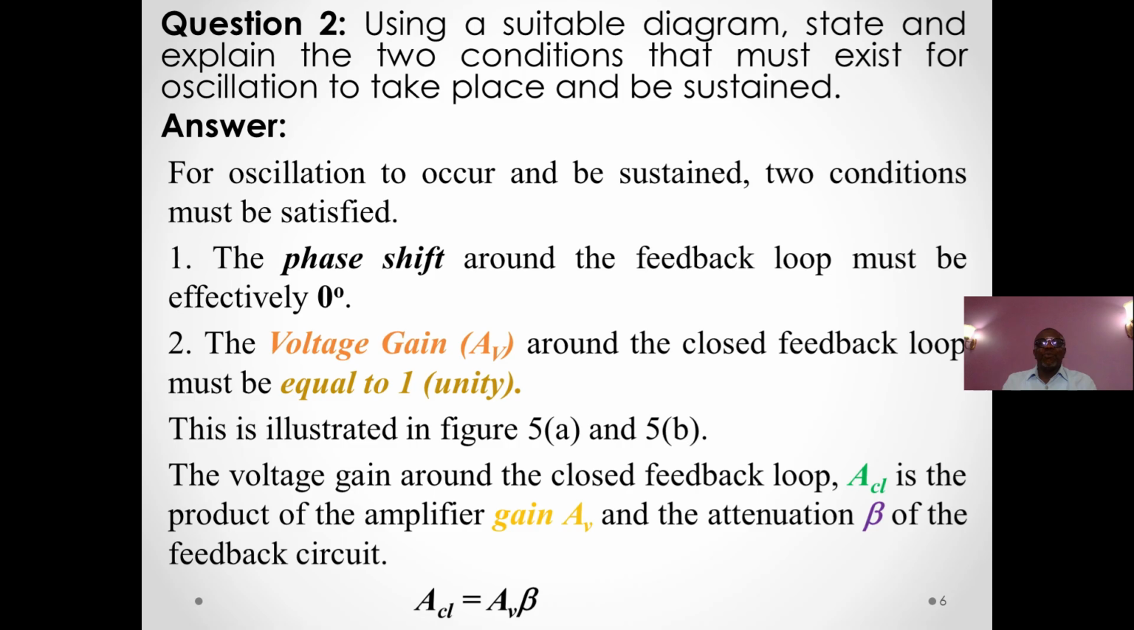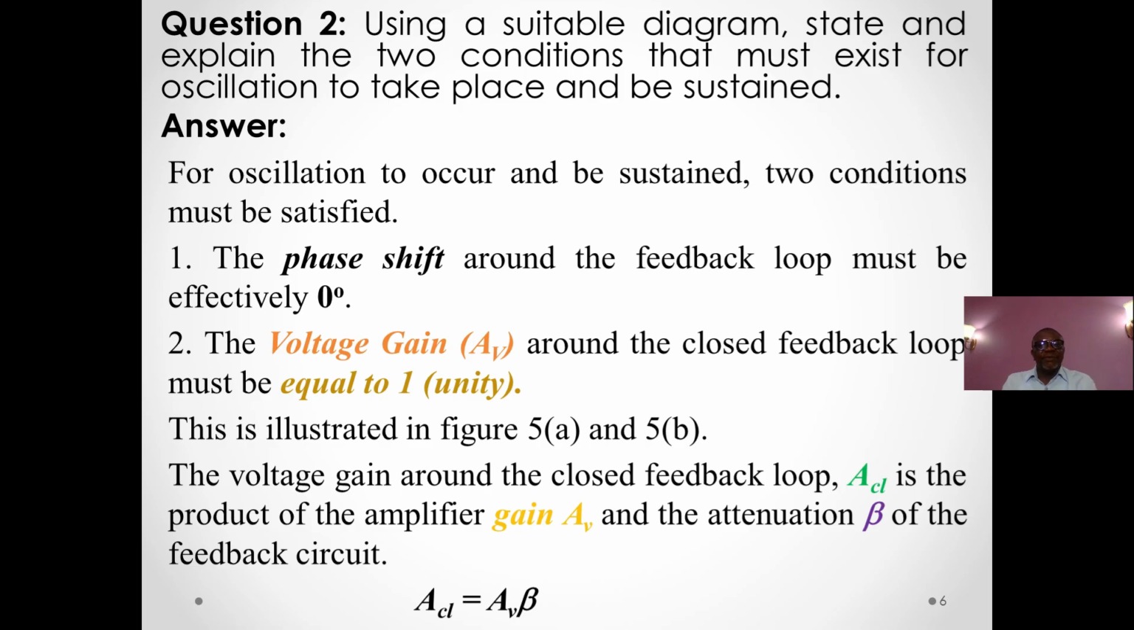So you must note this and have it at your fingertips, that for oscillation to occur and be sustained, the two conditions that must be satisfied will be that there will be no net phase shift around the feedback loop, and the voltage gain around this closed feedback loop must be equal to unity. Then we can see that illustration in our next slide.